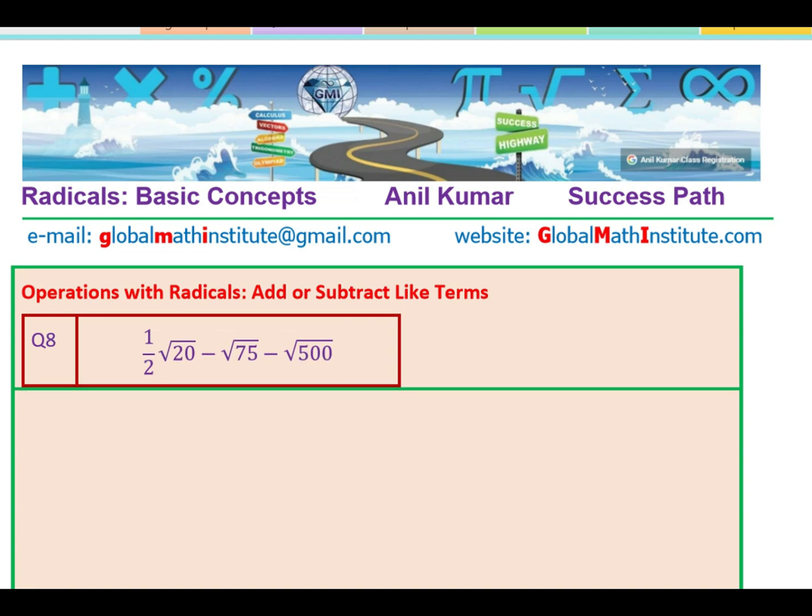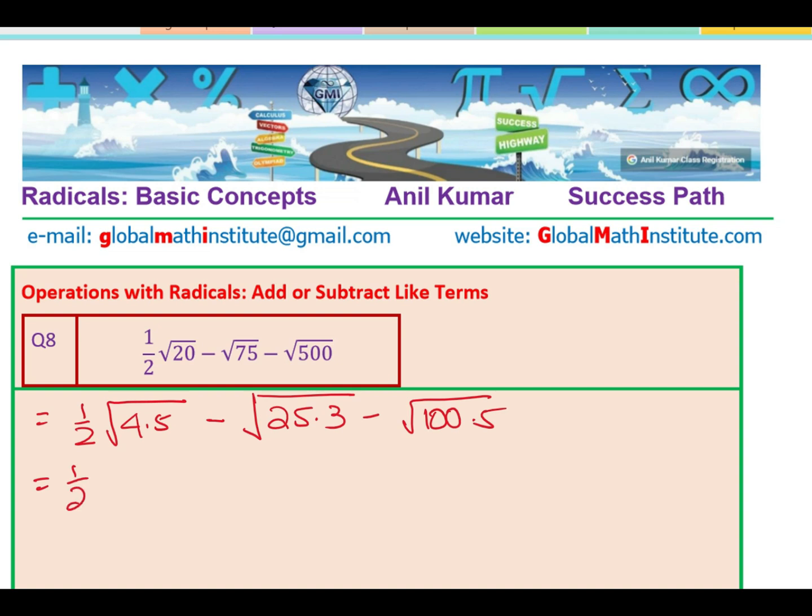So now I think you got this strategy. I'd like you to try this out, right? So next one we could rewrite as half square root of 20 should be written as 4 times 5 minus 75 as 25 times 3, right? You're getting the flow of it, right? 100 times 5. Perfect. And that is half times 2 times square root 5. And this is 5 square root 3. And this is 10 square root 5.